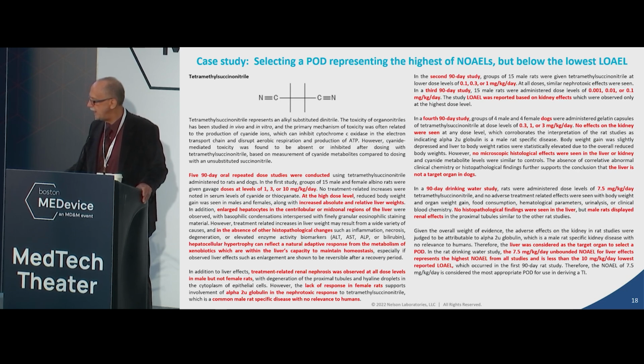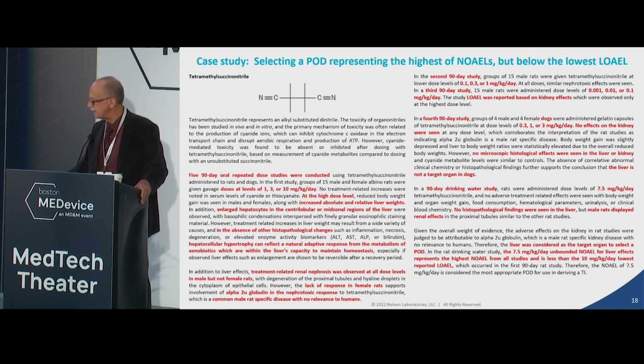In the second 90-day study, they looked at lower doses, 0.1 and 0.31, and they didn't see any liver effects. They only saw kidney effects. In the third 90-day study, they looked even lower, and they finally found a NOAEL below 0.1, and again, only saw kidney effects at the highest dose. In the fourth study, they looked at dogs. Well, dogs aren't susceptible to this male rat-specific disease, and they dosed them at 0.1, 1, or 3. Not as high as the first study in rats, though. No effects in the kidney.